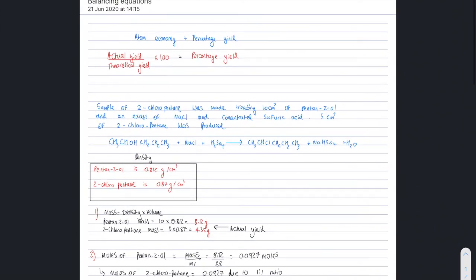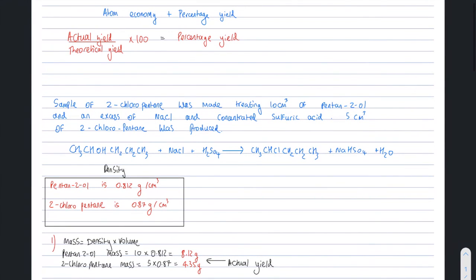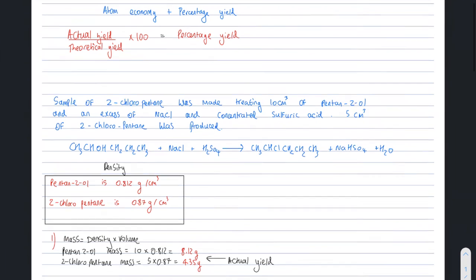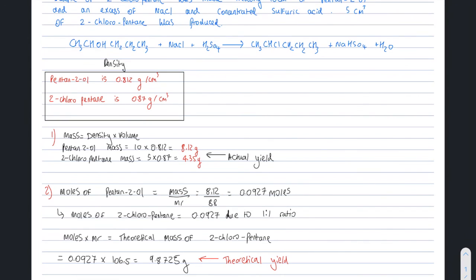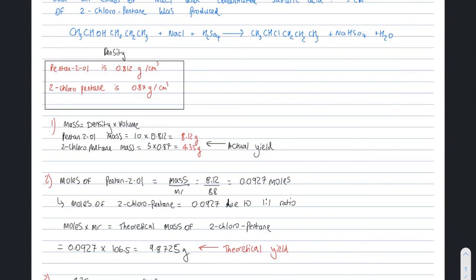So then, just to summarize, what is percentage yield? Well, it's actual yield over theoretical yield multiplied by 100. And in this question, we had to calculate our actual yield using the information provided, such as the density, and then we had to calculate the theoretical yield using our moles of pentan-2-ol.